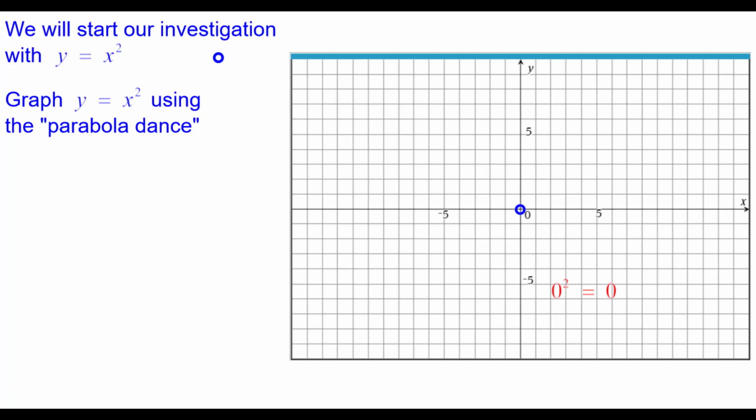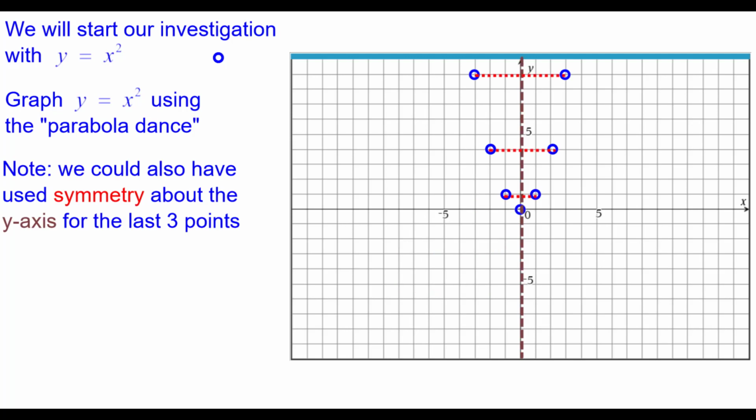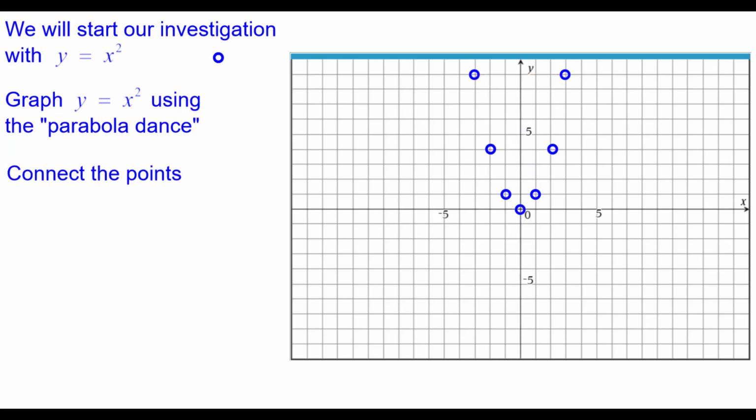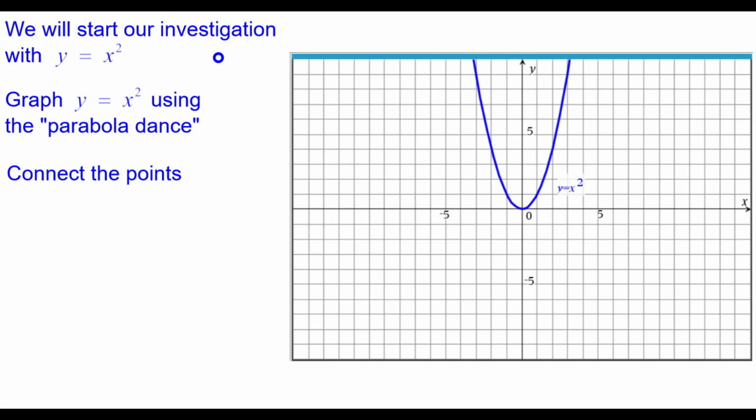So we'll start at the origin. 0 squared is 0. Right 1, up 1, because 1 squared is 1. Right 2, up 4. Right 3, up 9. And then on the other side, left 1, up 1, because negative 1, the quantity squared, is 1. Left 2, up 4. And left 3, up 9. Notice that we could have also graphed the last 3 points using symmetry about the y-axis. Go ahead and connect the points, and we have y equals x squared, our parabola.